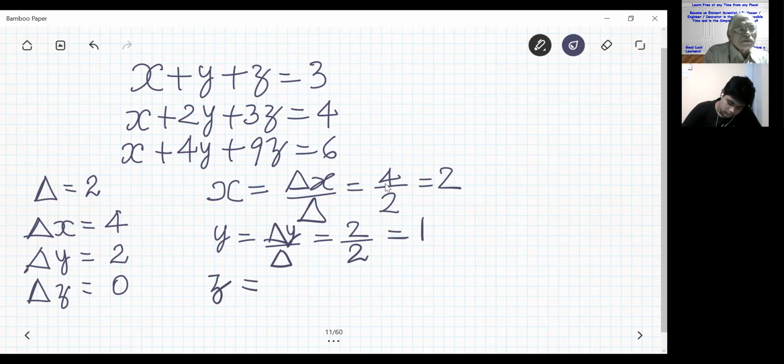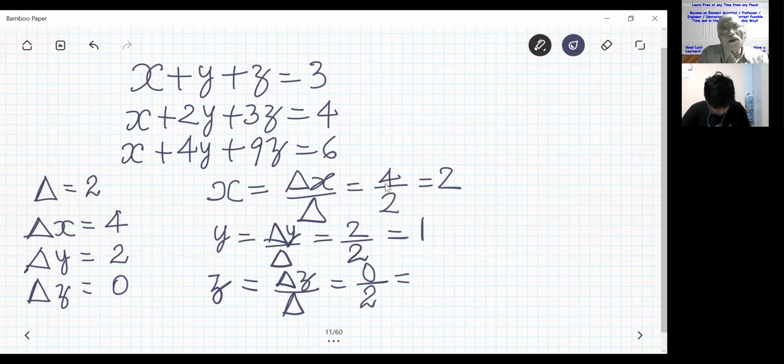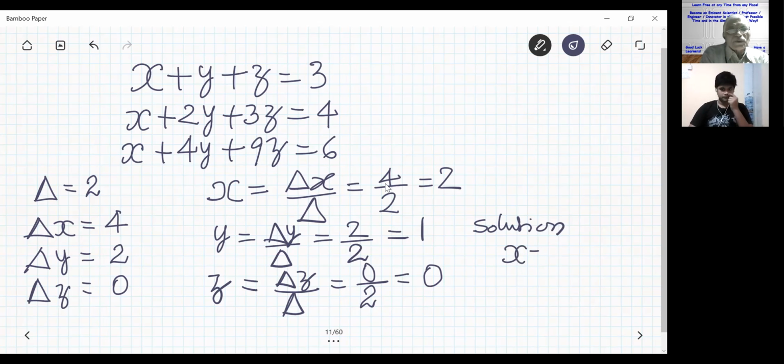Z is equal to delta z by delta, 0 by 2. How much is this? It's 0. So we can write the solution, which is x is equal to 2, y is equal to 1, z is equal to 0. So this is the answer.